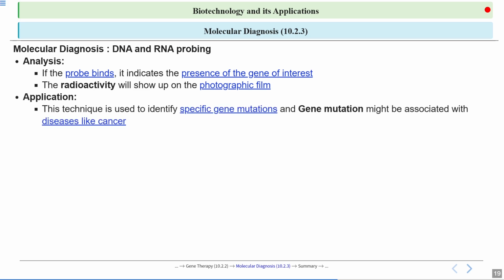What is the application? This technique is used to identify specific gene mutations, and gene mutations might be associated with diseases like cancer. This technique is widely used for identifying these specific gene mutations, because as I told, they can make this probe particular to their DNA sequences or gene of interest which they want. So this technique can be used for identifying specific gene mutations, and those gene mutations might even be associated with diseases like cancer.